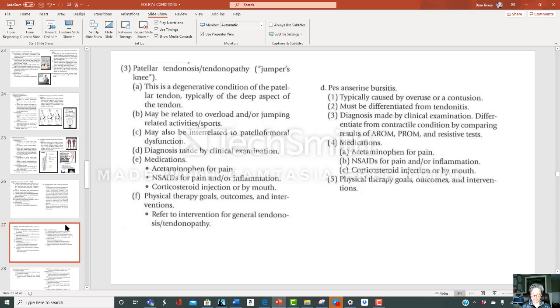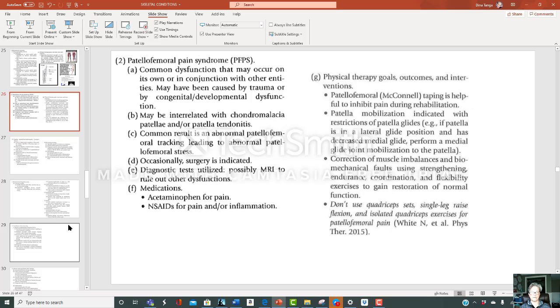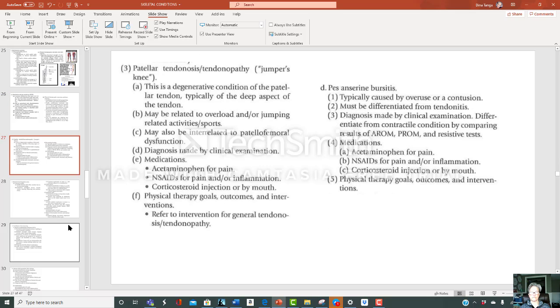That's interesting. That kind of cough in there.